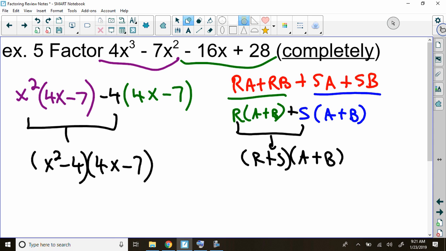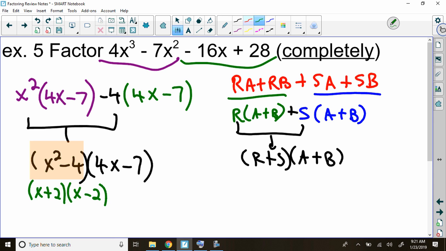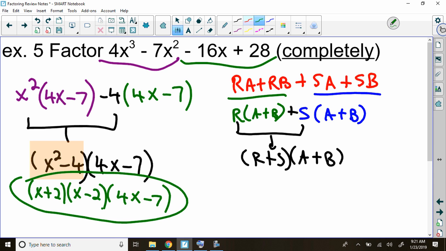And what we've got right here is one of the ones that's going to show up in a minute. It's a perfect square. No, it's a difference of two squares, which is going to factor into x plus 2 and x minus 2. And then we've got the 4x minus 7. So this whole entire thing is our answer. And that's that one.